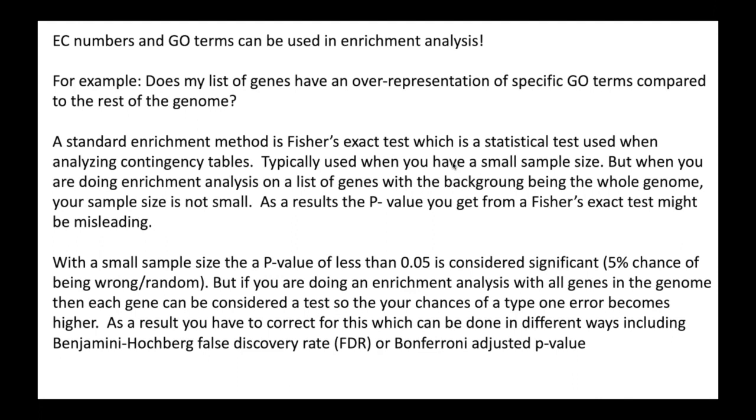And so that's why people typically do some corrections for these multiple testing artifacts. And typically they run something called either a Benjamini-Hochberg false discovery rate or a Bonferroni adjusted p-value. And you will see these.